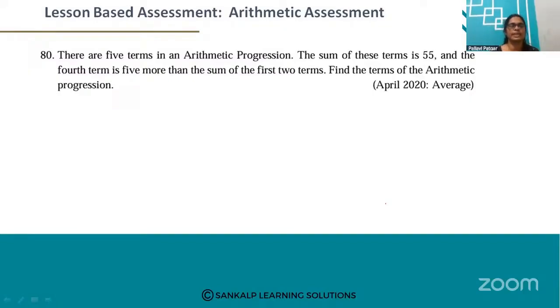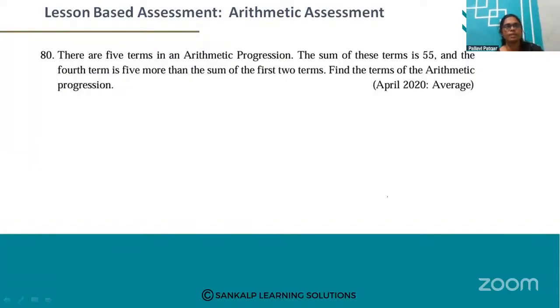Look at question number 80. There are 5 terms in an arithmetic progression. The sum of these terms is 55 and the fourth term is 5 more than the sum of the first 2 terms. Find the terms of the arithmetic progression.